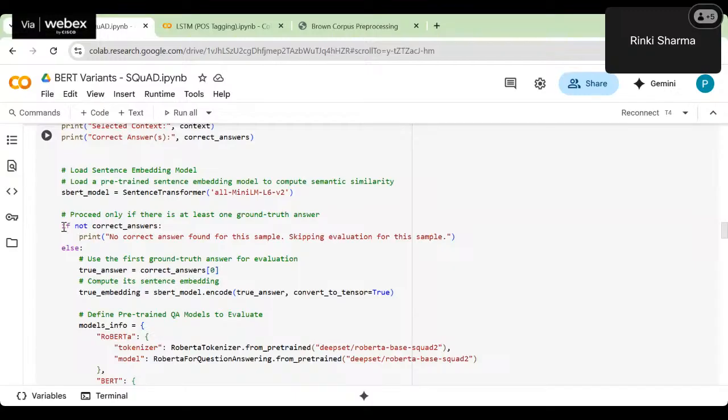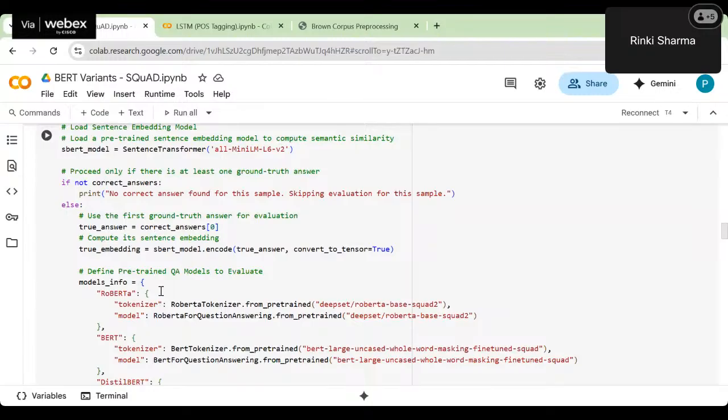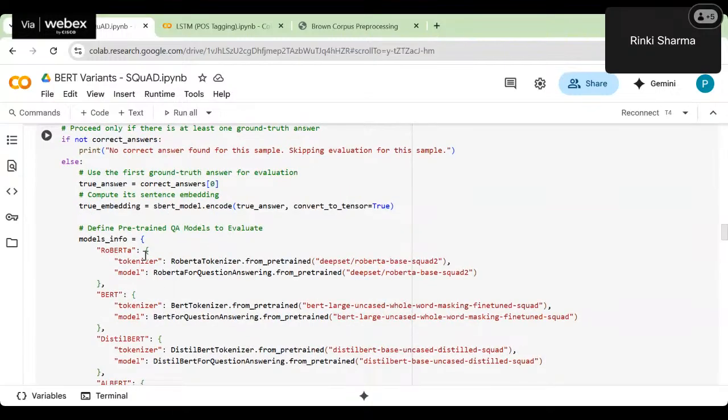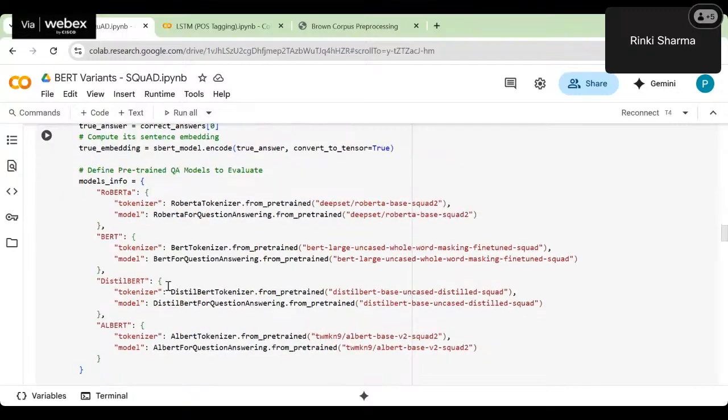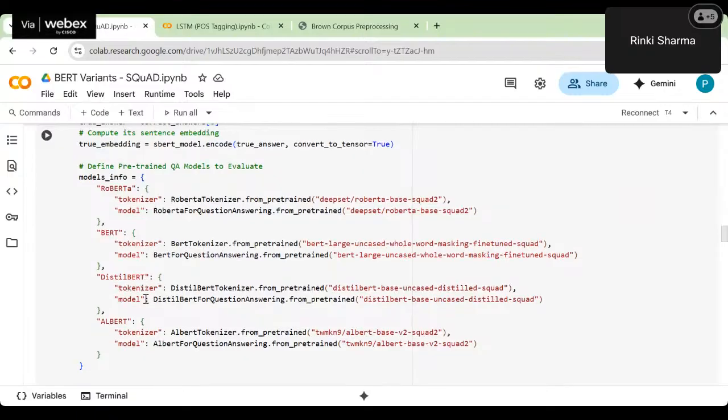That's why we use an if-else condition. If this condition is violated, we start by choosing another question from the test data. If the true answer is the correct answer in the data set, we start the embedding of the answer by using the SBERT model. We have already defined all our models: the Roberta tokenizer from the library and the Roberta model. Similarly, we load our BERT model and tokenizer. For DistilBERT we also load both the model and tokenizer, and likewise for Albert.